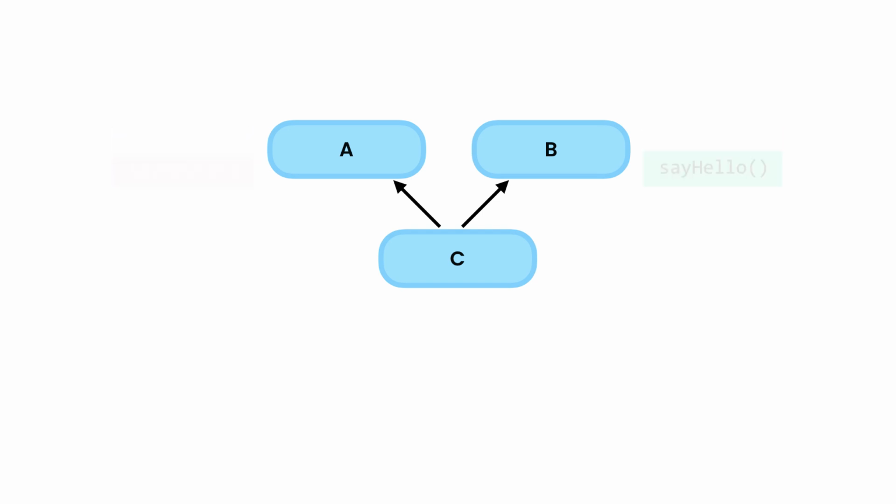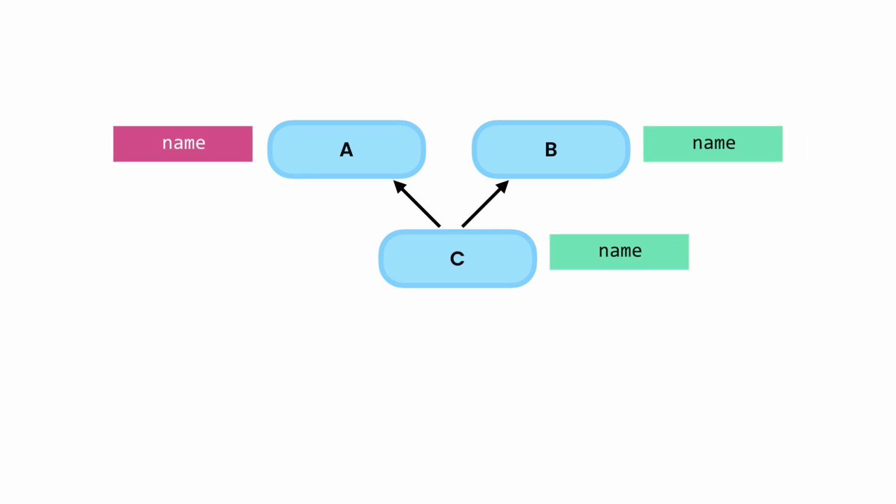As another example, what if both A and B declare a field called name? Should C inherit only one or two copies of the same field? Again, this is another ambiguity problem.